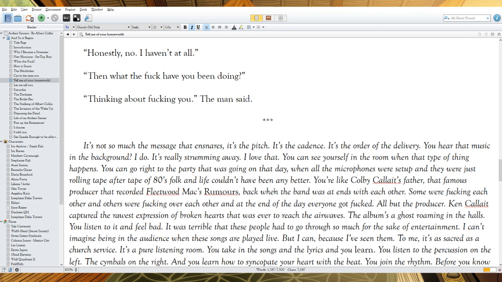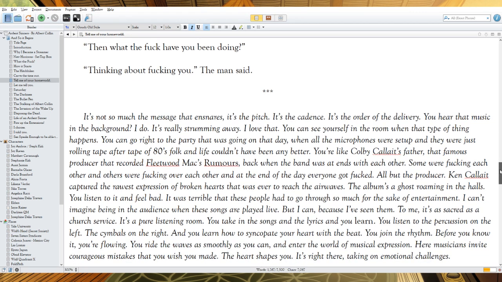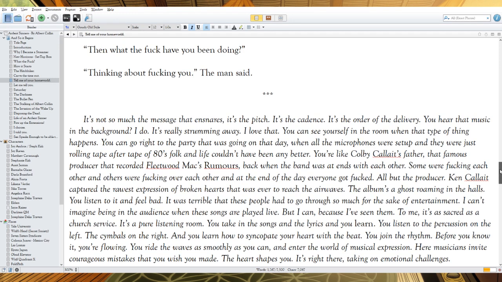You're like Ken Caillat's father, that famous producer that recorded Fleetwood Mac's Rumors, back when the band was at odds with each other. Some were fucking each other and others were fucking over each other, and at the end of the day, everyone got fucked, all but the producer. Ken Caillat captured the rawest expression of broken hearts that was ever to reach the airwaves. The album's a ghost roaming in the halls. You listen to it and feel bad. It was terrible that these people had to go through so much for the sake of entertainment. I can't imagine being in the audience when these songs are played live. But I can because I've seen them.